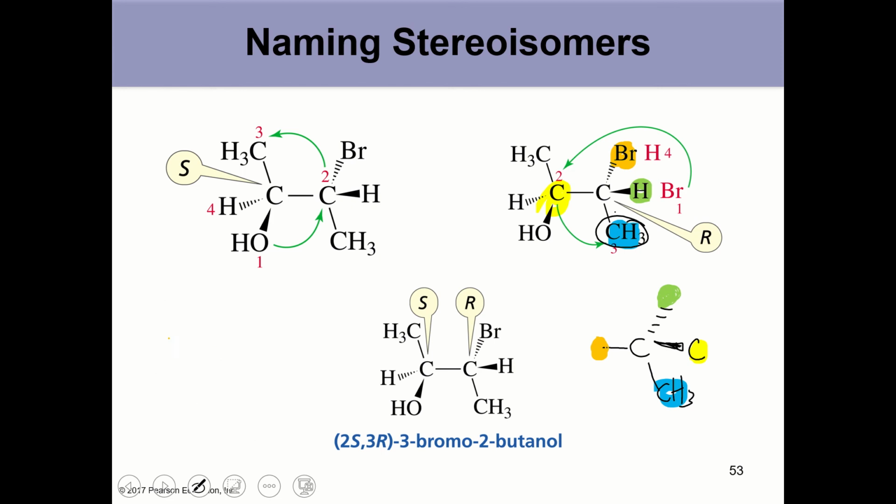Then we can label the priorities of the groups again. So bromine is 1, yellow carbon is 2, blue methyl is 3, and hydrogen is 4. Now, the lowest priority group is on the hatched wedge. When we draw the line from 1 to 2 and from 2 to 3, we are moving clockwise, and we know it is the R configuration.